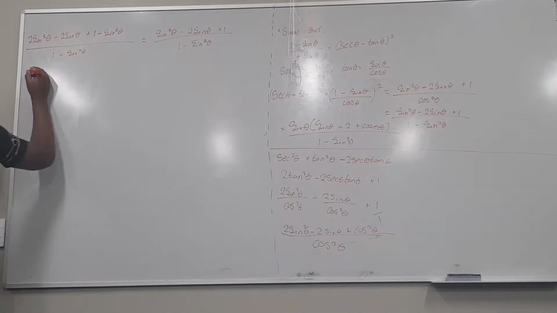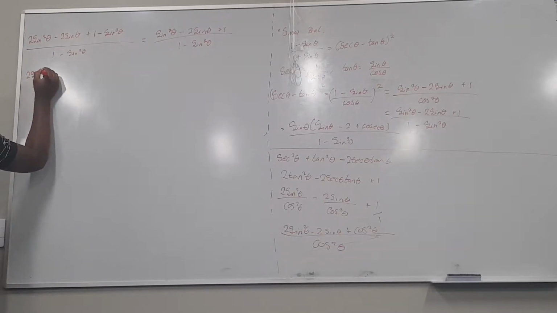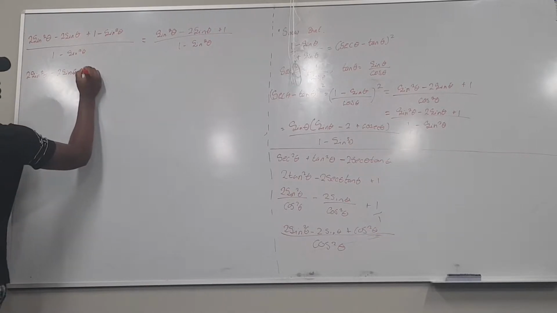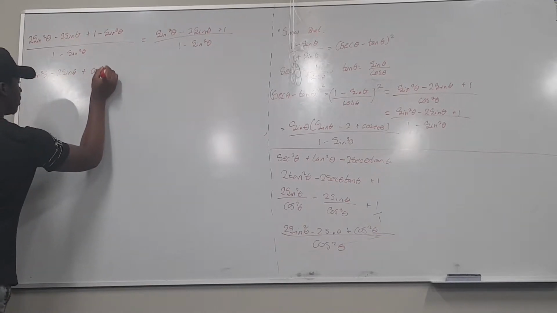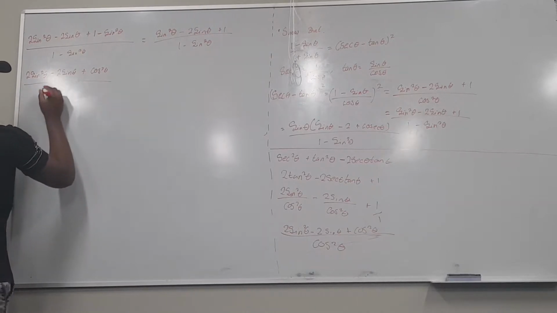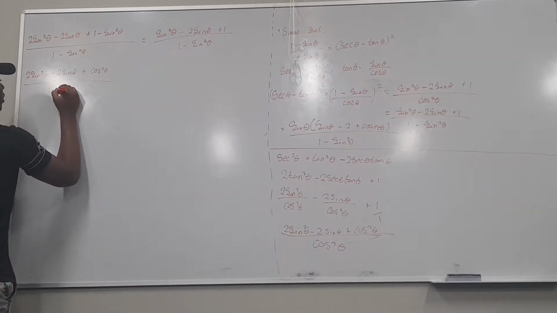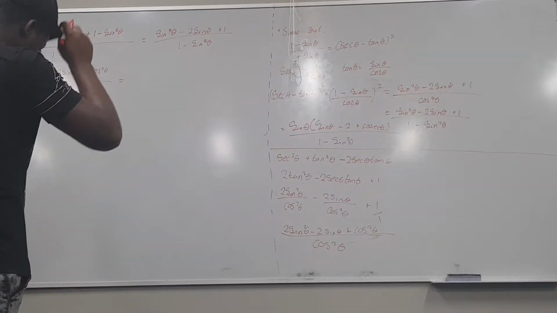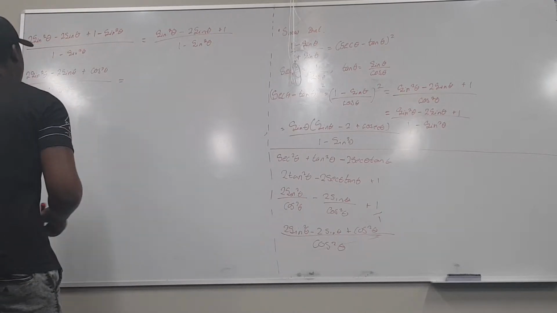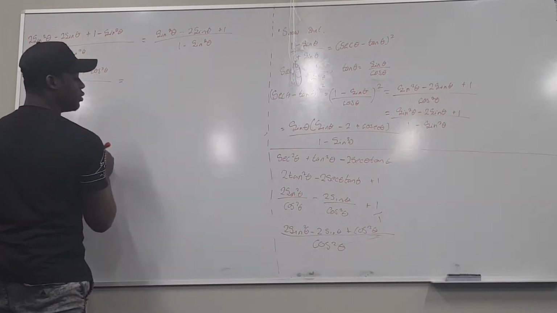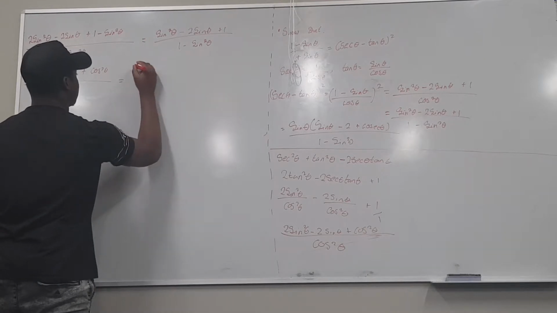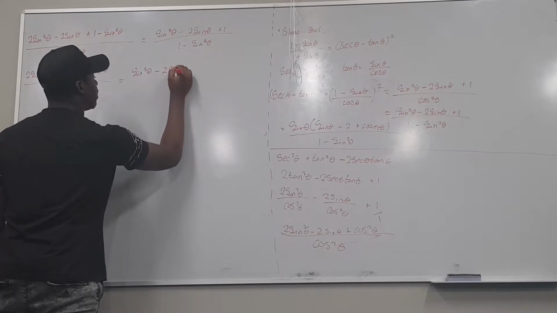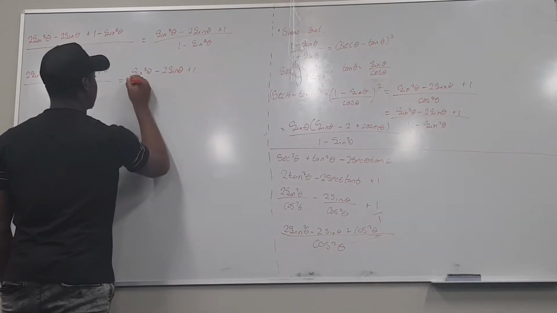So we have 2 sine squared theta minus 2 sine theta plus cosine squared theta, and I'll leave the denominator as 1 minus sine squared theta, is equal to sine squared theta minus 2 sine theta plus 1.